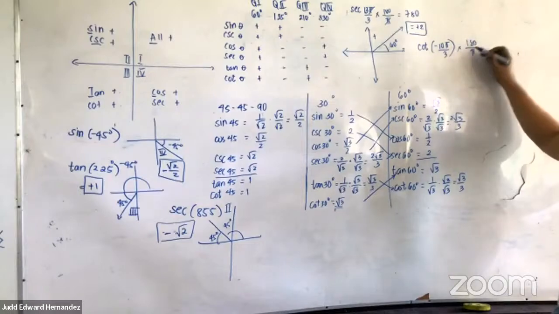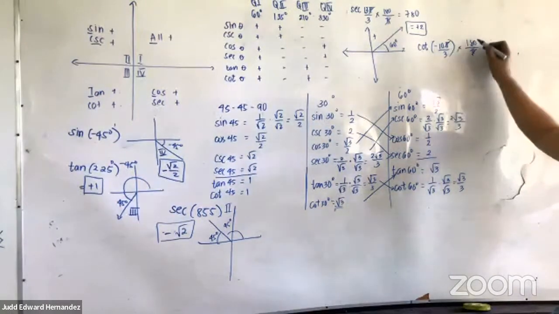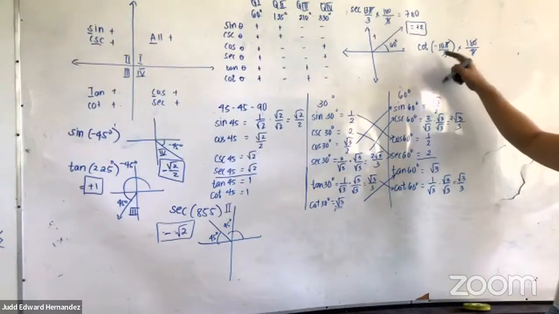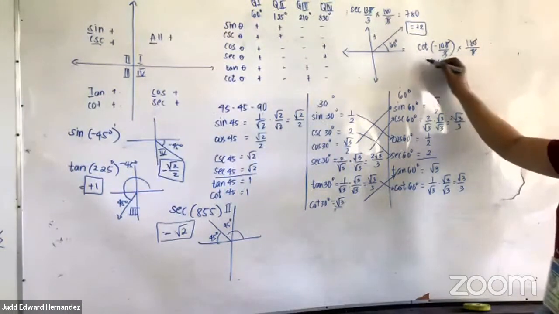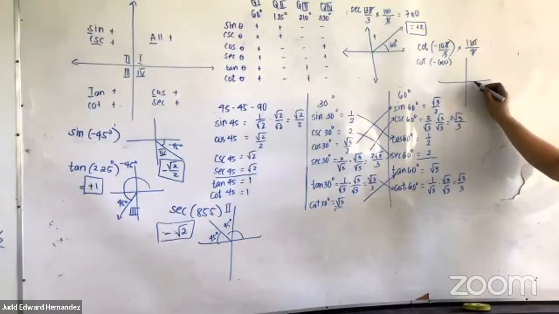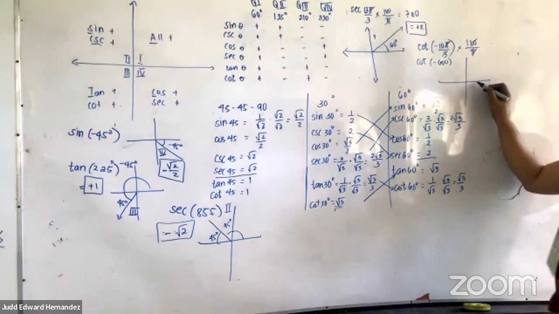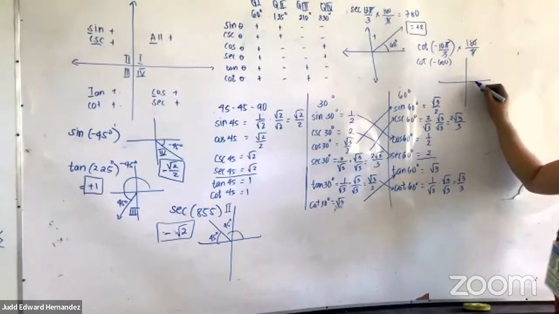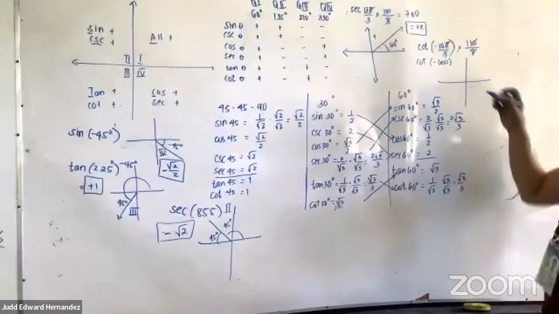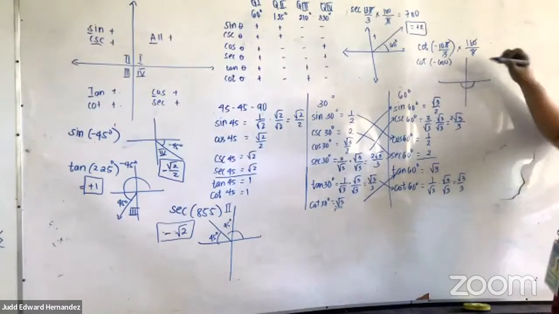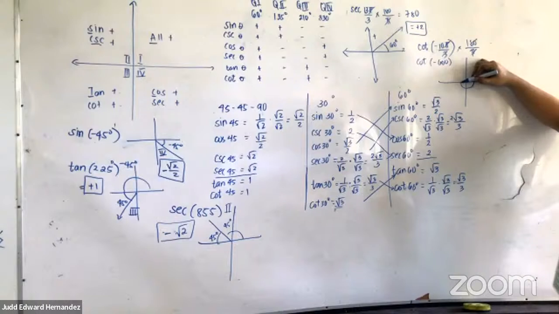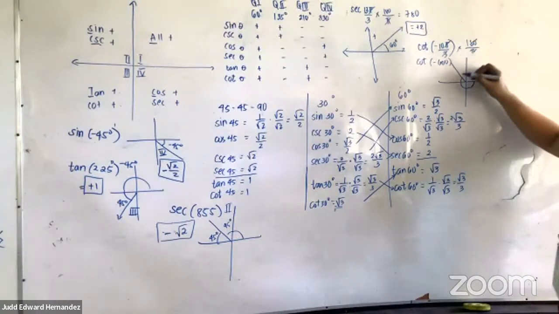This is 180 over pi. Cancel pi, cancel pi. 180 over 3 is 60. 60 times 10 is negative 600. Tama po ba, negative 600? So, saan natin matatagpuan si negative 600? Sa baba naman tayo. This is negative 360. Umikot na. So, 360 plus 180, ilan yun? 540. So, this is negative 540. Ano yung kailangan ni 540 para maging 600? 60.